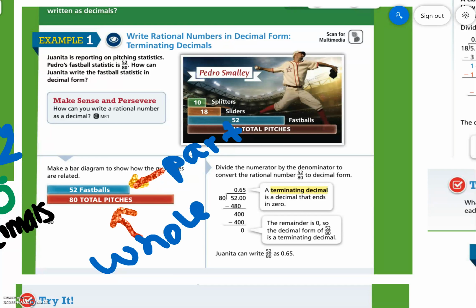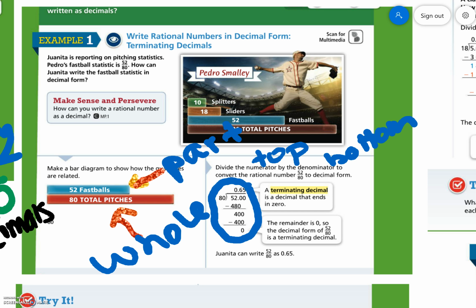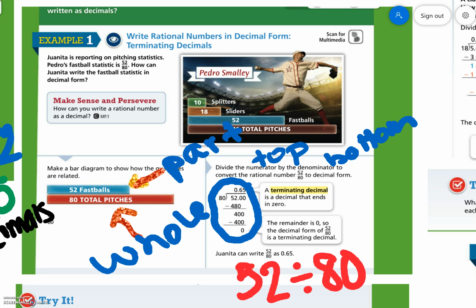So in order to turn it into a decimal, we are going to divide the numerator, the top number, by the denominator, which is the bottom, to convert the rational number 52 over 80 into decimal form. So here they showed it for us. If you did not have time and did not have to show your work, you could just type in your calculator 52 divided by 80, and you would get the same answer of 0.65, which is a terminating number, meaning it ends. That also means that it is rational.